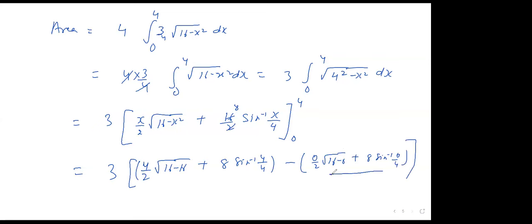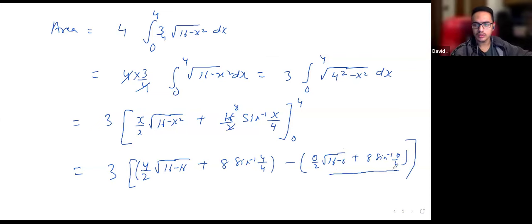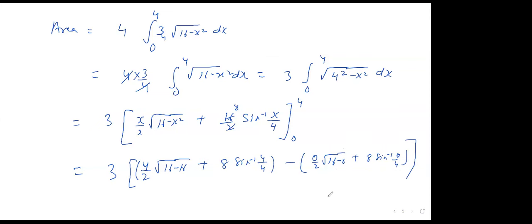See, this whole term will be 0, isn't it? Yes, sir, because sine inverse 0 is 0 itself. Yes, here we have 0 times root 16. So just we have to calculate this part. So this will be 3 times 2 into 0, 16 minus 16. So just we have left 8 sine inverse 1.